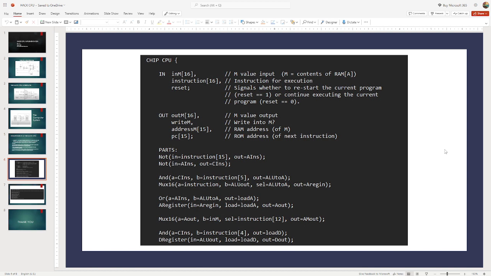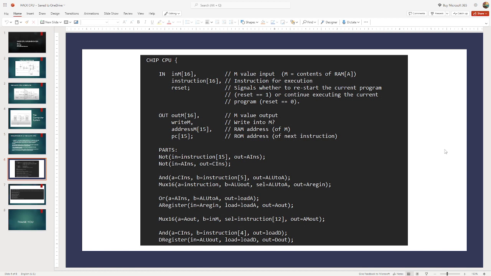On the other hand, the C instruction has a symbolic syntax of dest equals comp semicolon jump. This instruction performs a computation on the CPU, which is stored into a destination register or a memory location. It can also tell the CPU to jump to another instruction memory address that is pointed to by the value or the symbol.